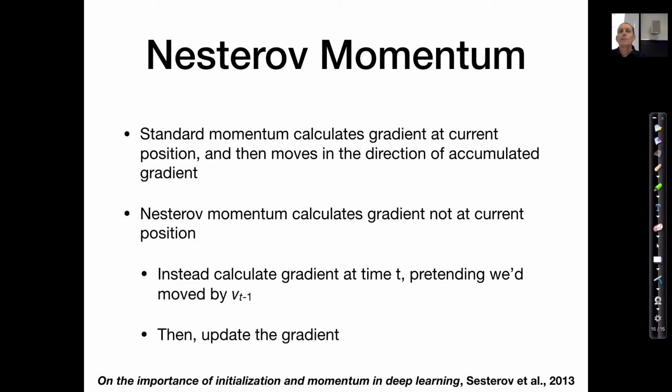Question. Uh-huh. So the first move in the Nesterov momentum is like a pseudo move, like we're not actually moving to there, but we're just calculating what would be there, and then we're still moving from the original position.